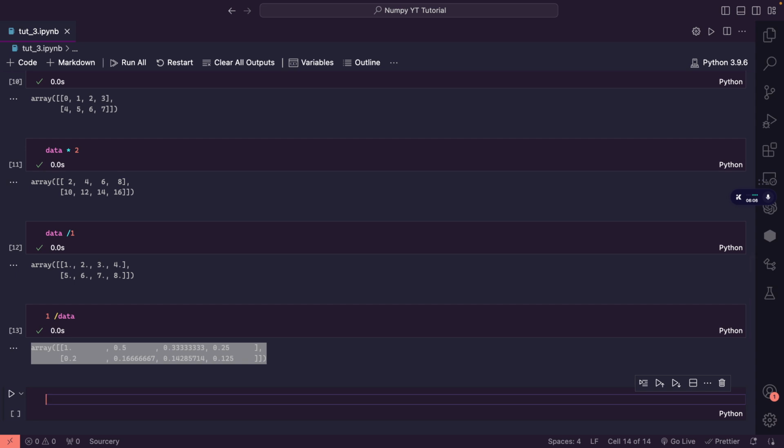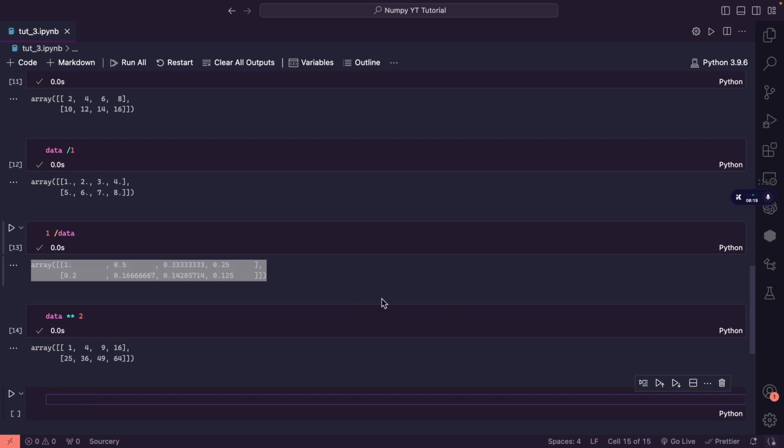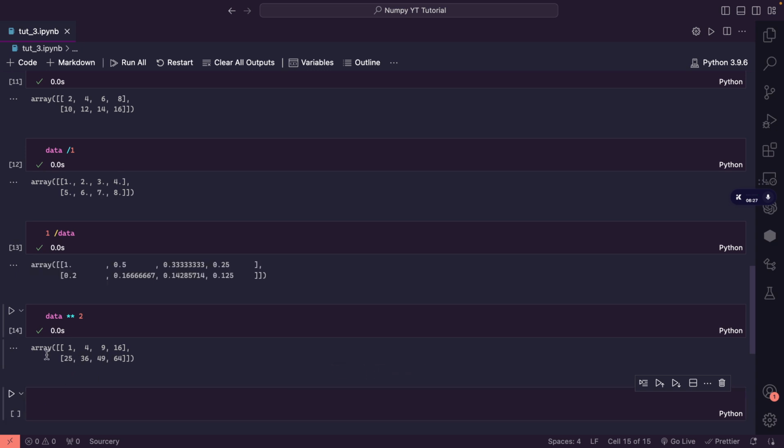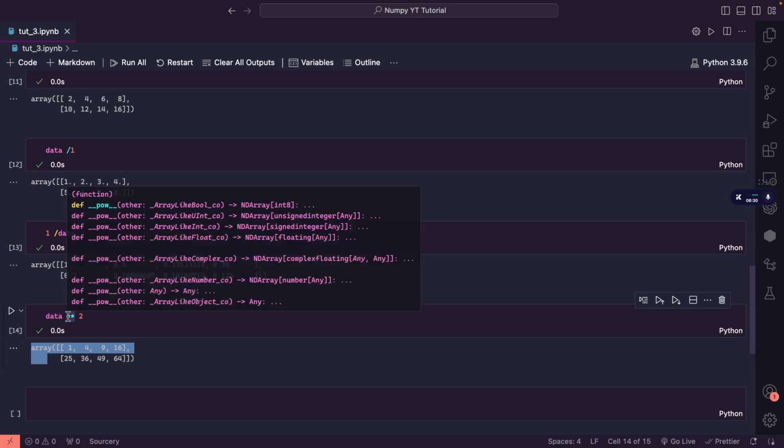Now moving to the next one. If anything is left, yes, I forgot one thing: we can take the square of it. The square of 1 is 1, the square of 2 is 4, the square of 3 is 9, the square of 4 is 16, the square of 5 is 25. This is what happens if we give it the power of 2.